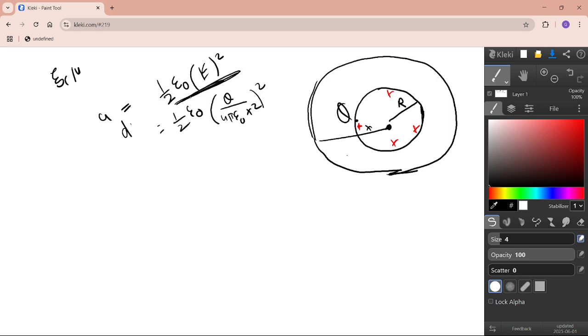What does this thing mean? This basically means the energy of the electric field of a region is half epsilon naught E square, right? Since I have a thin spherical shell, it has a very small volume. So the density is half epsilon naught times q upon 4 pi epsilon naught x square, the whole squared.